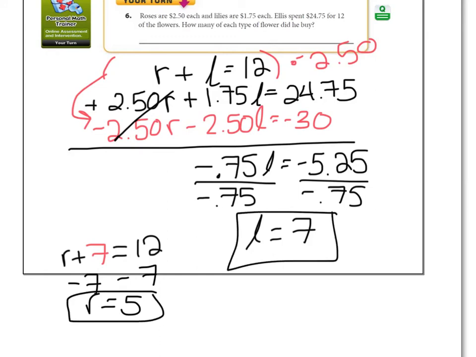Tonight you've got a few problems on these, and then tomorrow you're going to practice in class as well to make sure you have elimination by multiplication down pat.